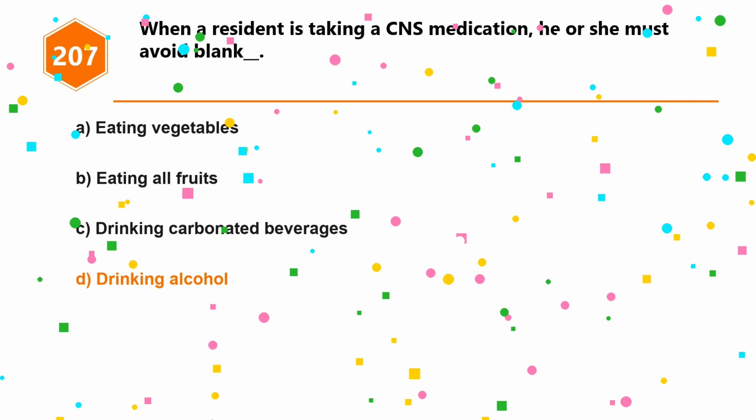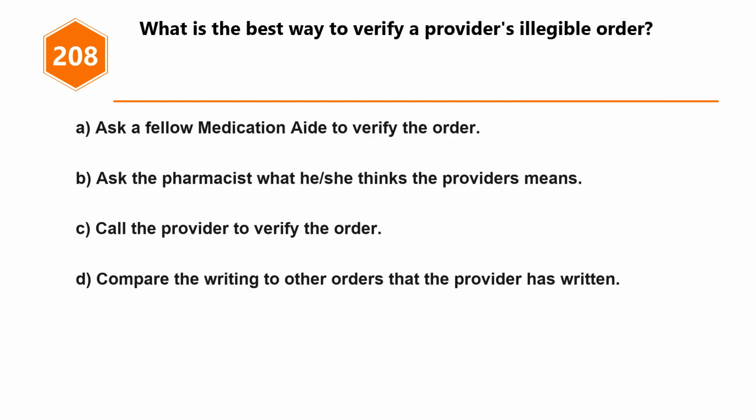The correct answer is option D, drinking alcohol. Question 208. What is the best way to verify a provider's illegible order? Option A, ask a fellow medication aide to verify the order. Option B, ask the pharmacist what she thinks the provider means. Option C, call the provider to verify the order. Option D, compare the writing to other orders that the provider has written.